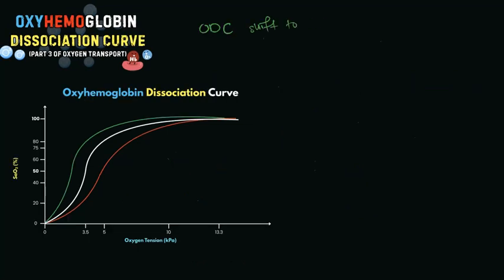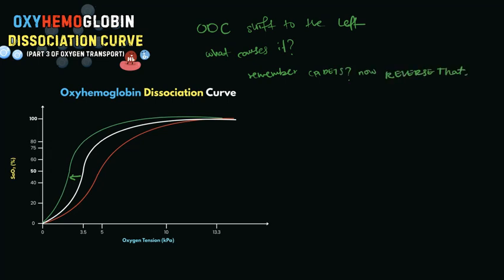Now let's talk about the oxygen hemoglobin dissociation curve shifting to the left. So what causes leftward shift of the oxyhemoglobin dissociation curve? Remember our cadets? Now exactly reverse that. So conditions like reduction in SaO2 level, alkalosis, reduced 2,3-DPG in the red blood cells, and hypothermia all will contribute to the leftward shift of the oxyhemoglobin dissociation curve.